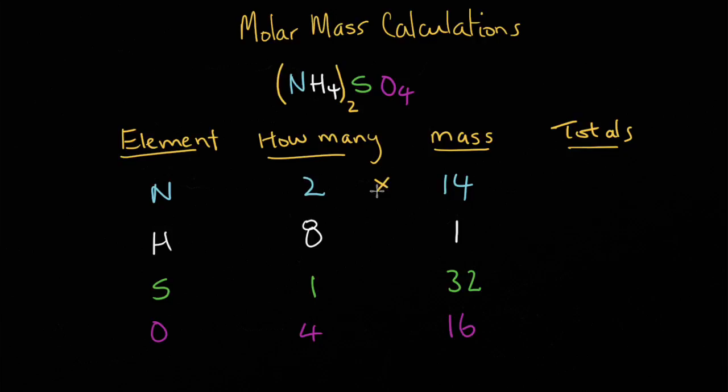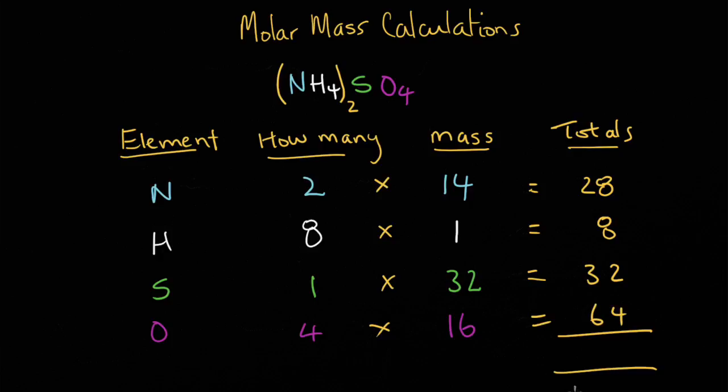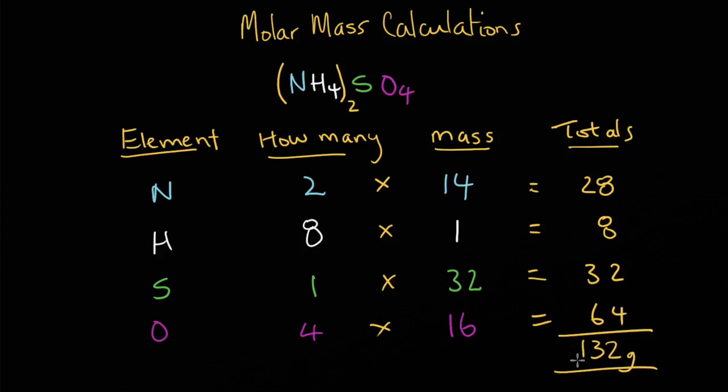So 2 times 14 gives us 28. 8 times 1 gives us 8. 1 times 32 gives us 32. And 4 times 16 gives us 64. And this gives us a total of 132 grams, which happens to be the molar mass or formula mass for ammonium sulfate. Okay, let's try one more.